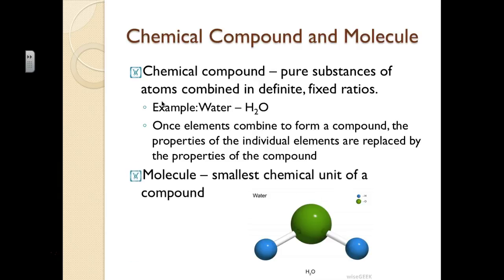A molecule is a lot like an atom. If you recall, atoms are the smallest you can get for an element. Well, a molecule is the smallest you can get for a chemical compound. So a molecule is the smallest chemical unit of a compound.